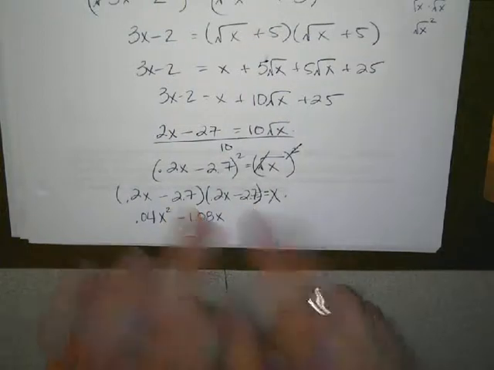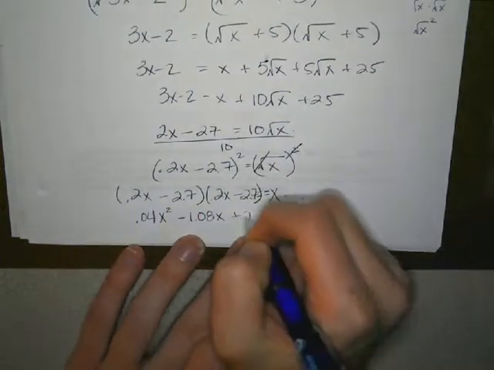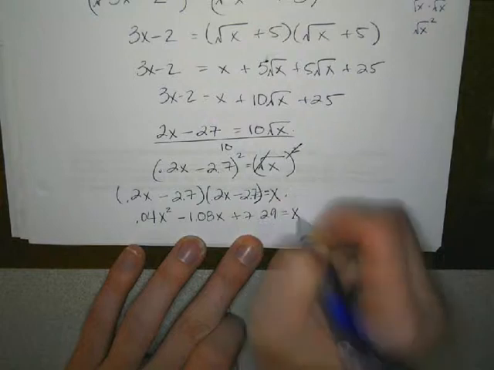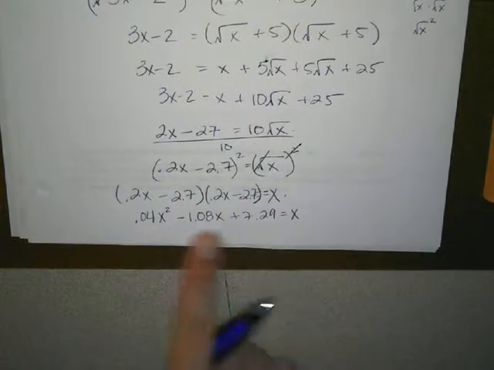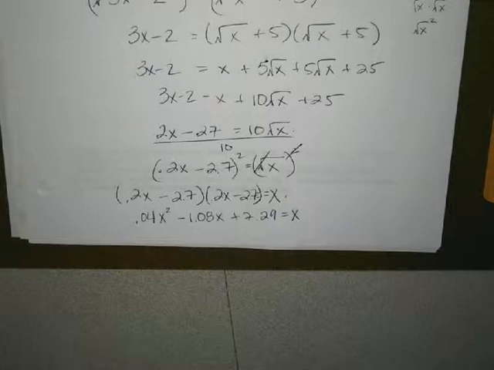equals x. Now, what kind of function do I have there? I know there's decimals, but what's that function called? It's a quadratic. So once you get to a quadratic, you can either solve it by factoring or by quadratic formula. I highly recommend the quadratic formula in this case because you have decimals. So we're going to subtract x because we got to get it equal to 0 if we're going to use the quadratic formula.